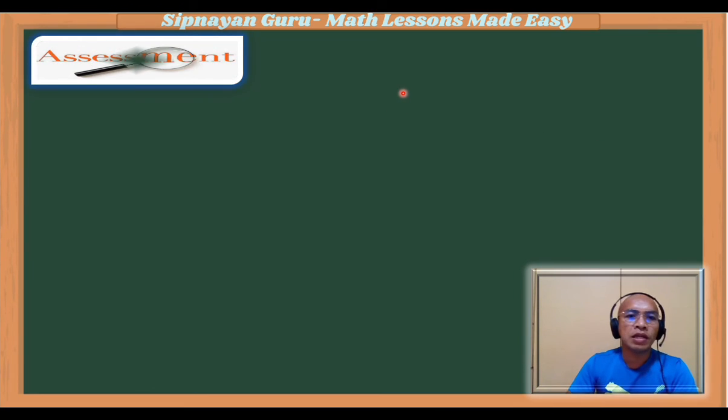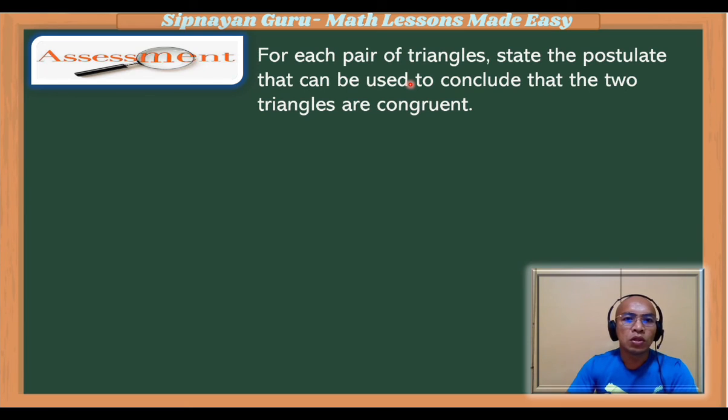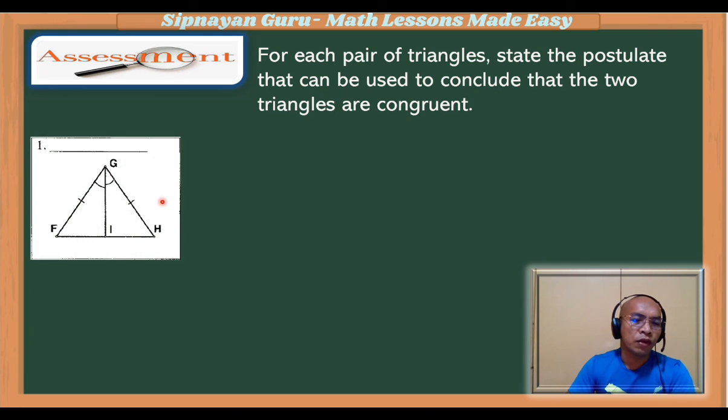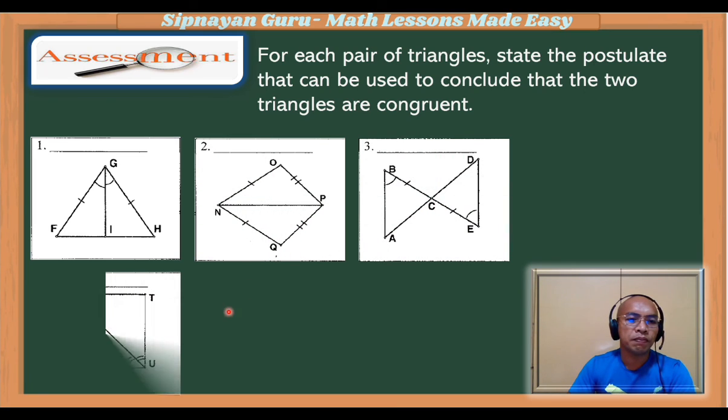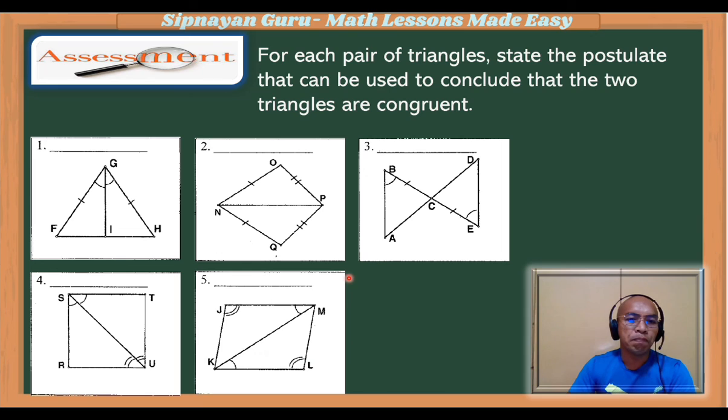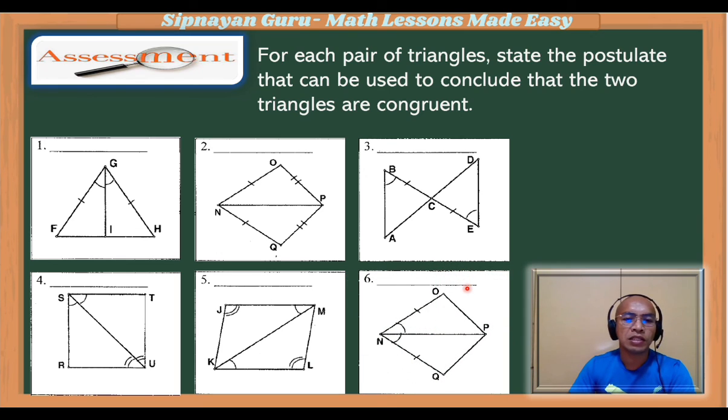Now, after learning the lesson for today, it's time for you to measure your understanding. Write your answer for each item in the comment section below. For each pair of triangles, state the postulates that can be used to conclude that the two triangles are congruent. So first, second, third, fourth, fifth, and last one. Just write your answer in the comment section below.